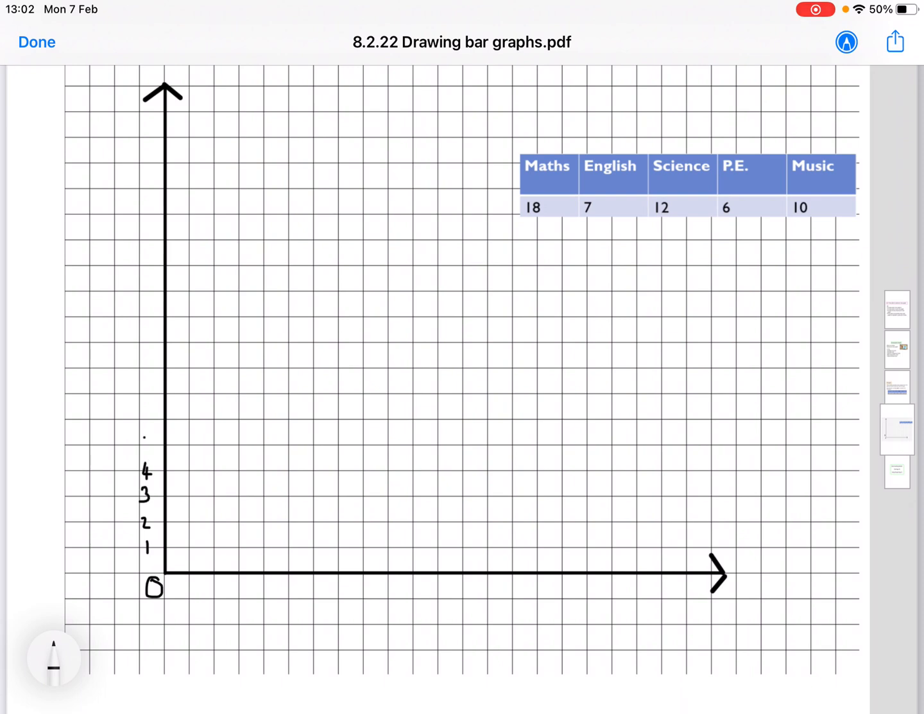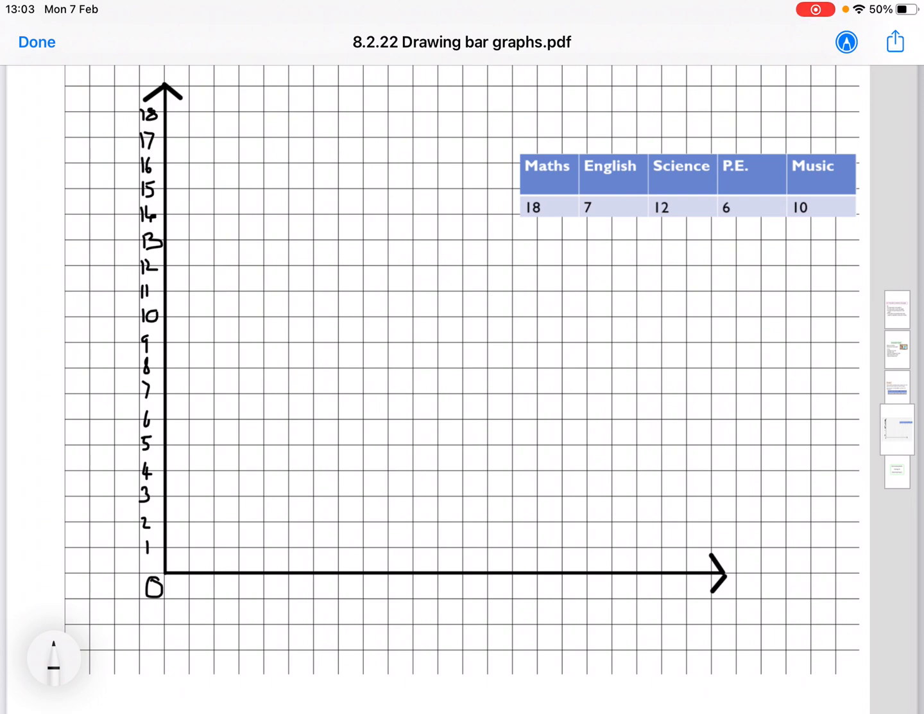So I'm just going to fill this in up the side. 6, 7, 8, 9, 10, 11, 12, 13, 14, 15, 16, 17 and 18, okay? So numbers on the lines, okay, not inside the boxes, on the lines. That's really, really important, okay?